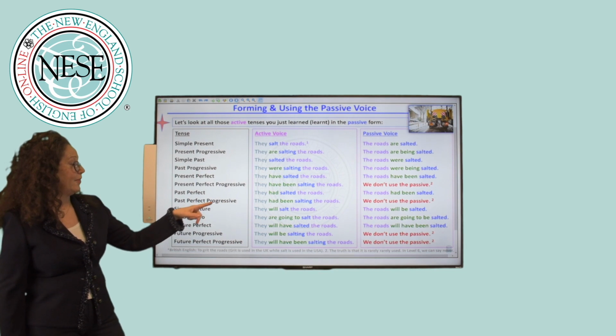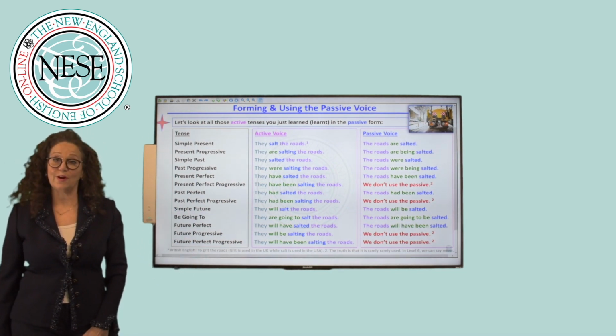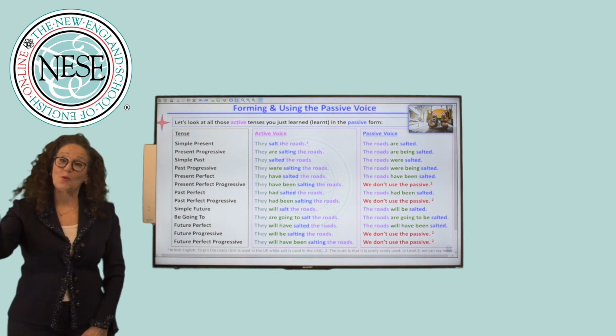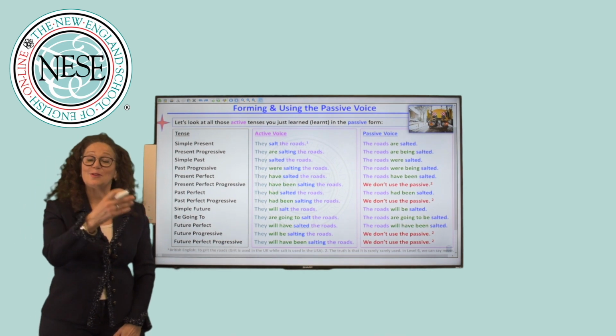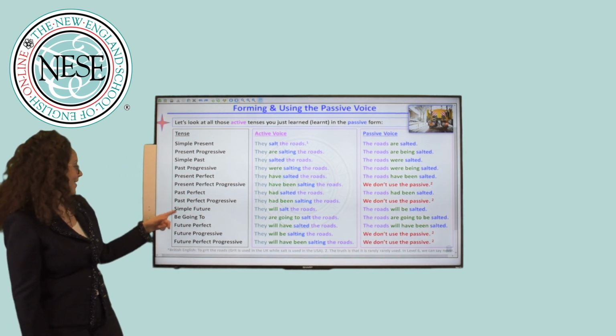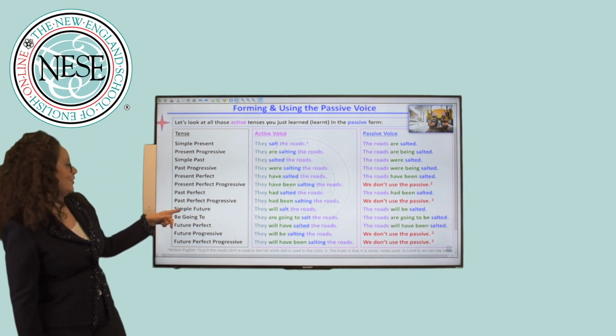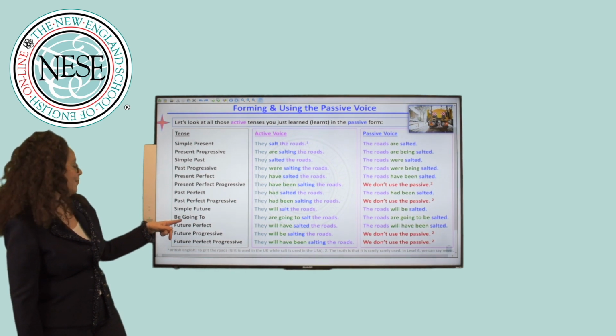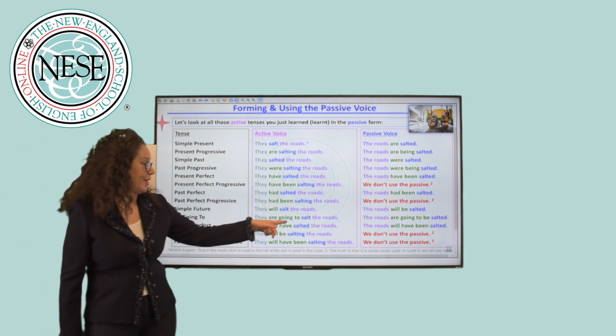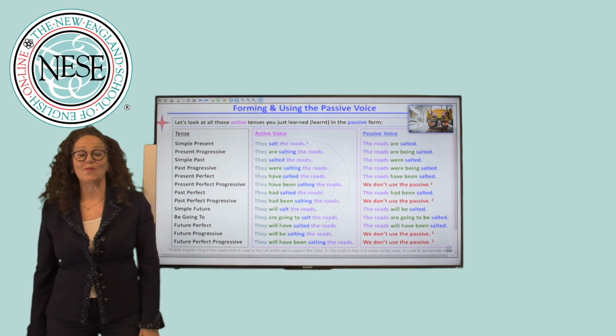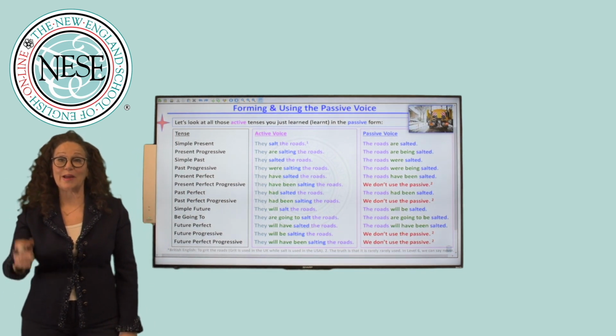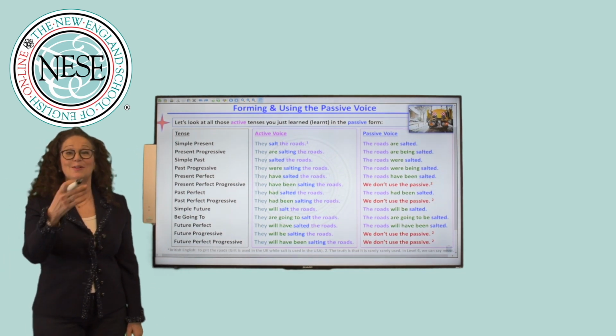Simple future. They will salt the roads. The roads will be salted. Which did we just do? That's the future. Be going to. They are going to salt the roads. The roads are going to be salted.